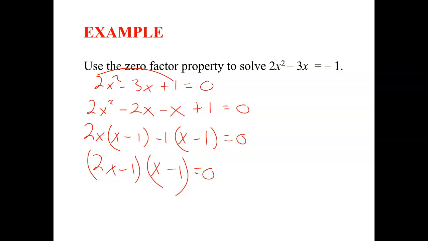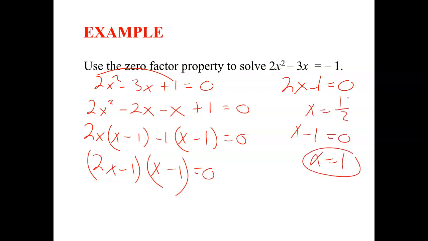Alright, so I factored it. Now what? Set them both to 0. Okay, so that's what we've been doing. We've been solving for x, but we can only do that if it's factorable. If we have a quadratic that's not factorable, then we can't use our zero factor property.